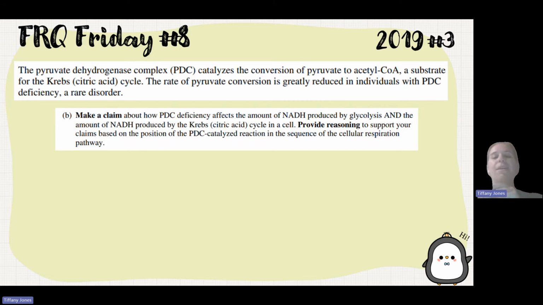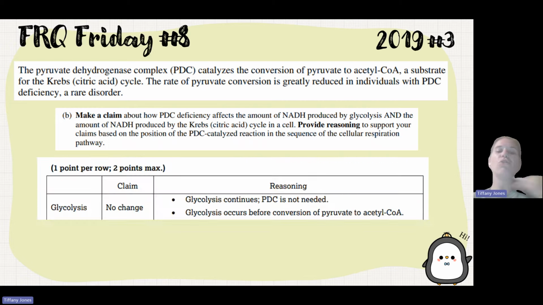Well, number one, glycolysis takes place before the link reaction. It takes place before that step that the PDC catalyzes. Since it takes place before that step, we're going to find that there's no change in the amount of NADH that is produced by glycolysis. So glycolysis will still continue. The PDC is not needed, as glycolysis occurs before the conversion of the pyruvate to acetyl-CoA.